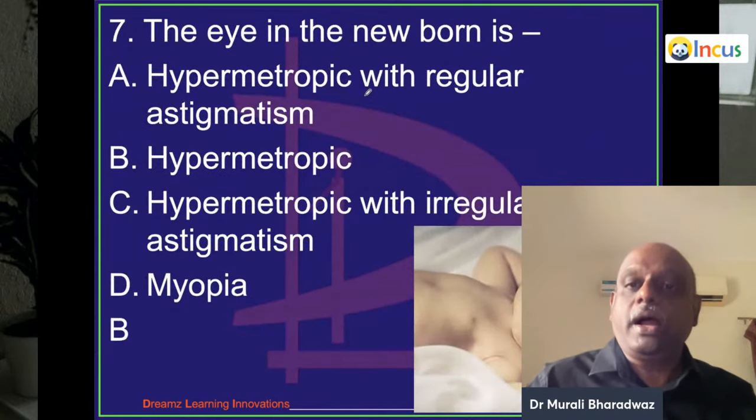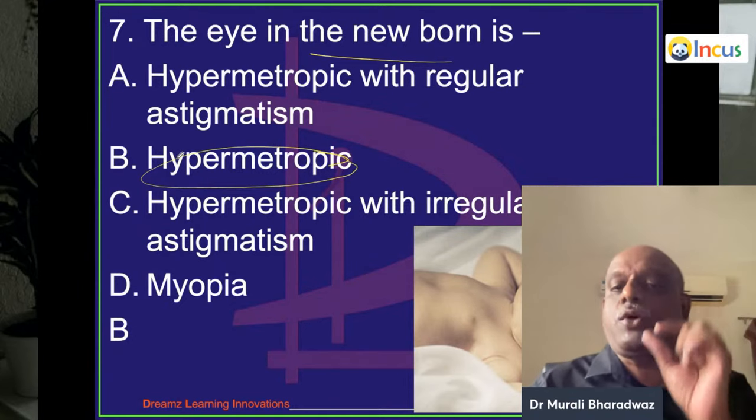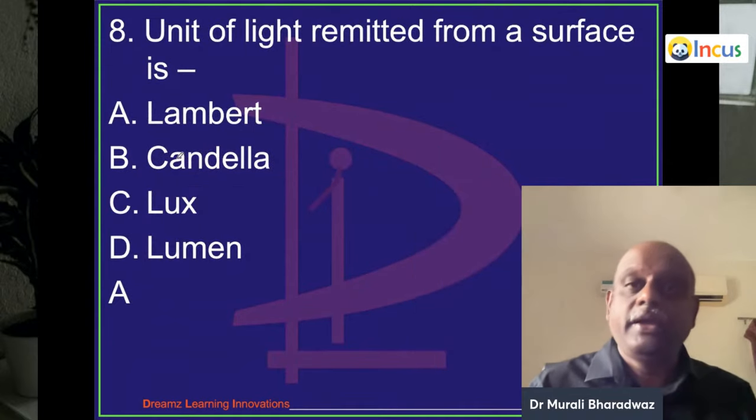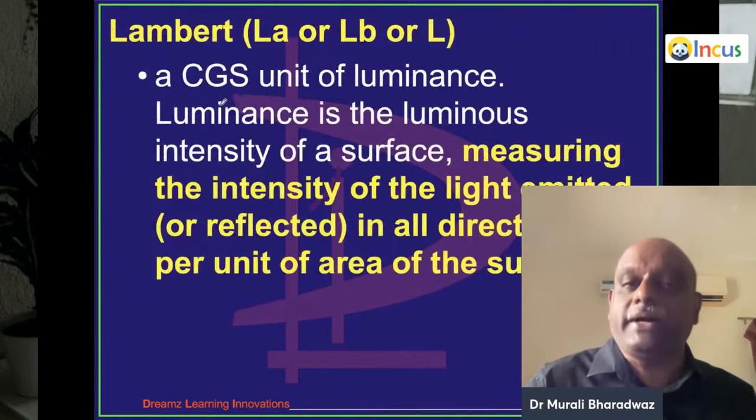Now, the eye in the newborn is hypermetropic. Always remember, smaller eye, hypermetropic; bigger eye, myopic. What is the unit of the light which is emitted from the surface? It is Lambert.